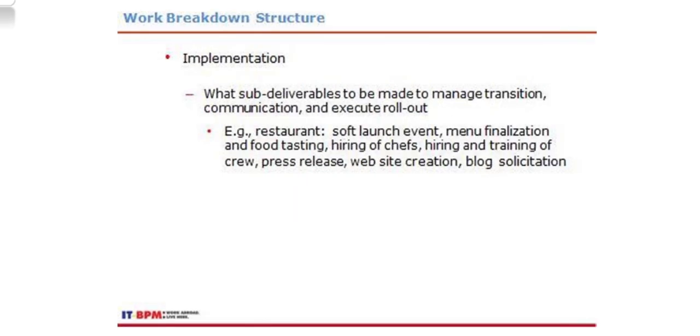So we go to slide 5. Implementation. When we say implementation, managing transition, communication, and executing a rollout involves planning, clear communication, and structured execution to ensure smooth changes in a project, product, or organizational processes. So, what sub-deliverables are to be made to manage transition, communication, and execute rollout? Restaurant soft launch event, menu finalization and food tasting, hiring of chefs, hiring and training of crew, press release, website creation, and blogger solicitation.